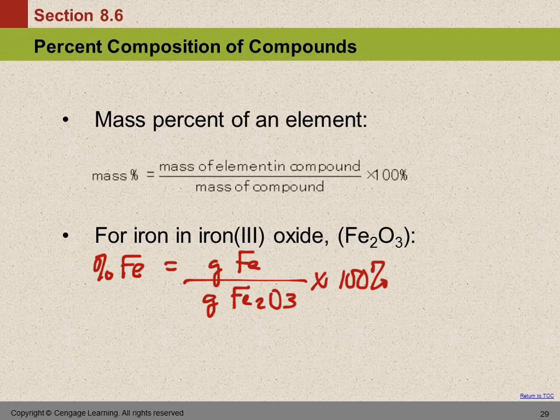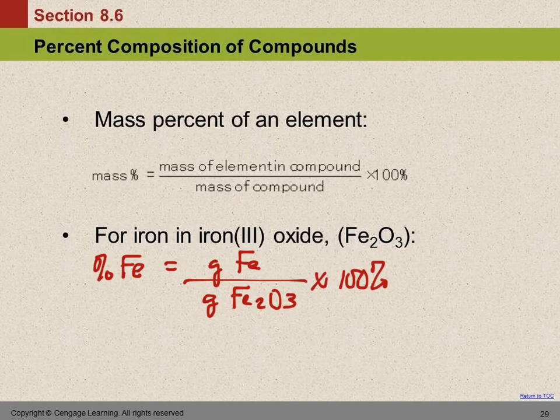Okay, so this is the equation we need, the part over the whole, the mass of iron divided by the mass of the entire compound. What's the mass of the compound? What's the mass of the iron? They didn't give us any masses. What do we do? Well, we make something up. Isn't that good? We just make something up.